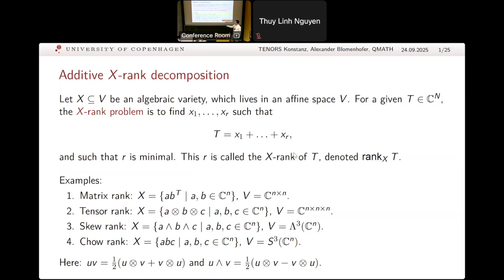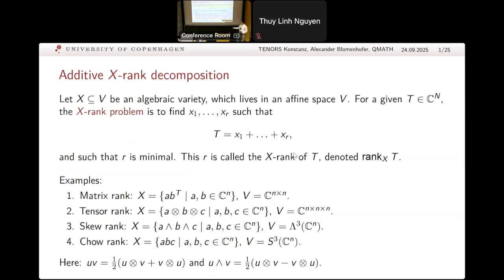Usually we assume that the span of X is the whole of V, so that we can represent everything in V eventually as a sum of elements of X. But we are looking at representations where R is fixed, where we're trying to really write it as a sum of not too many elements from X. So the minimum, if we have a decomposition where the R is minimal, then it is called an X-rank decomposition or an additive rank decomposition with respect to X. And there are a lot of problems in this category that we already know very well. Who knows what matrix rank is? Of course, everyone here, right?